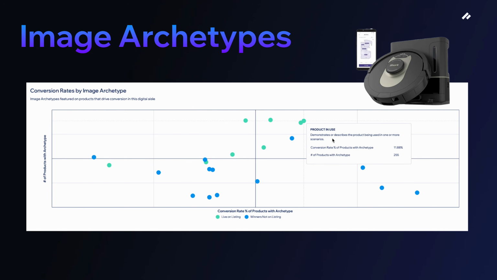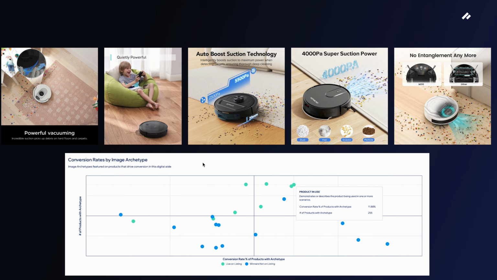And so what this tells us is that the product in use image archetype is one that when customers come and they see it, it's something that helps them understand the value of the product and makes them more likely to convert. And we also see that a lot of products that are selling effectively are doing this. And sure enough, if we search across online marketplaces, the top performing robot vacuum listings all have a product in use image within their image stack.